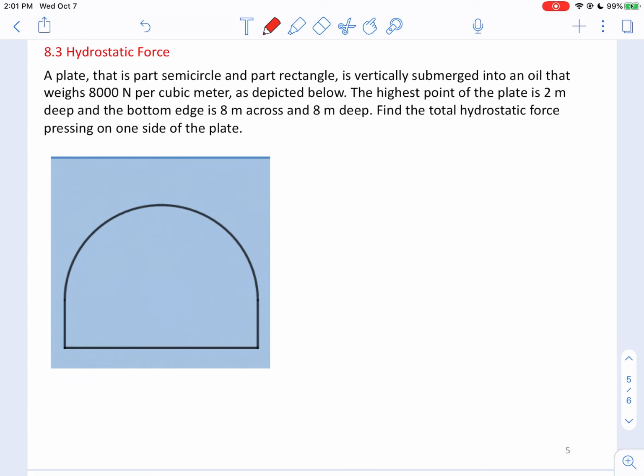And this time our plate is part rectangle, part semicircle. And we're not in water any longer. We're in an oil that weighs 8,000 newtons per cubic meter, so a little bit lighter than water.